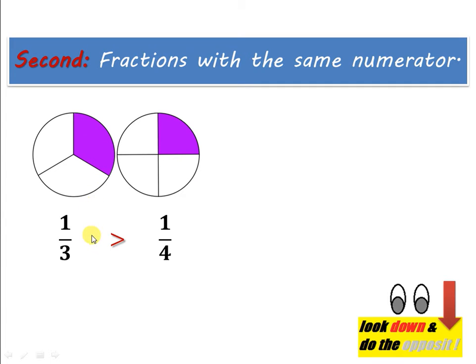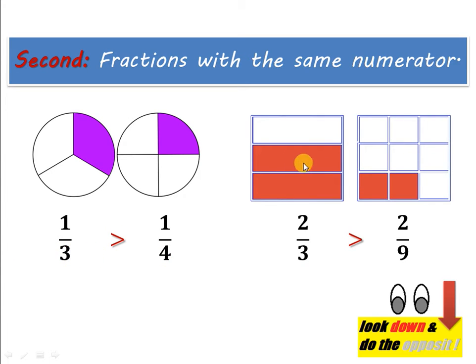So the fewer pieces that you have, the bigger size that you get. So in this case, we will look down and we will look to the fewer parts. This means 1/3 will be bigger than 1/4, because the fewer parts that you have, the bigger size that you get.